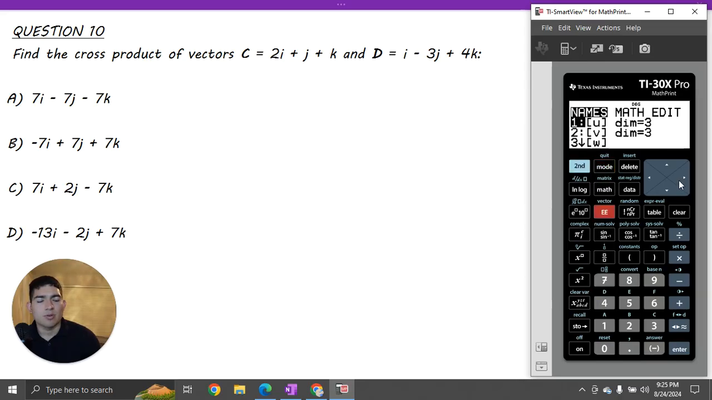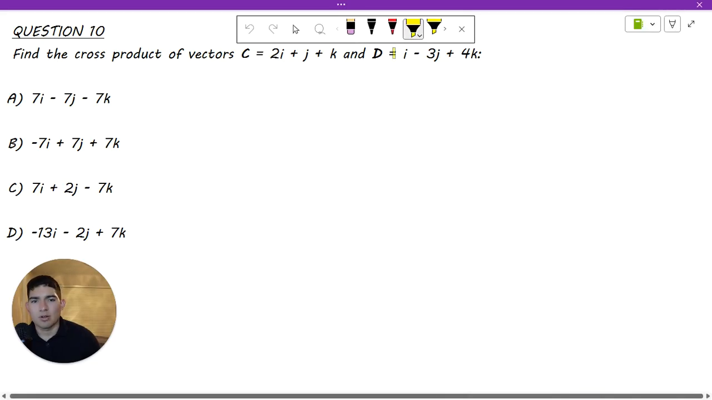We go back to our vectors, go back to math tab, we'll grab the cross product there, and then we just enter in our vectors, close the parentheses, and hit enter. So now our solution is going to be a vector with components 7, -7, -7. So if we take a look at the multiple choice, the answer is going to be A.